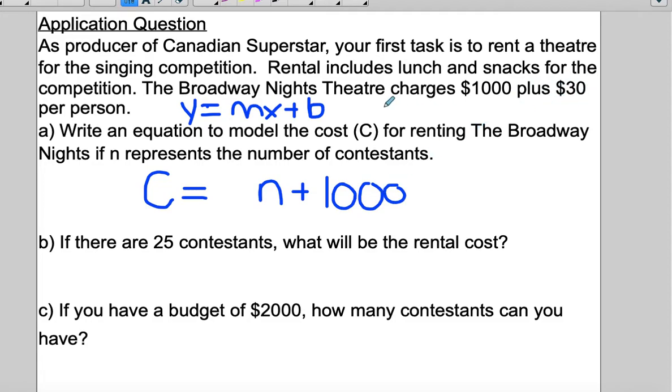This $30 per person, because it's per person, it's a rate of change. So that should signal that would be our slope, because slope and rate of change are interchangeable as terms. So if we're modeling this equation, we've got the total cost is equal to $30 per person plus an initial fee of $1,000. So if there are 25 contestants, what would the rental cost be?